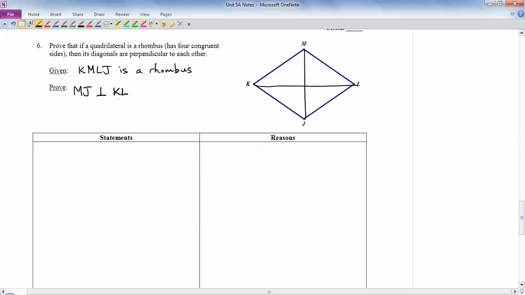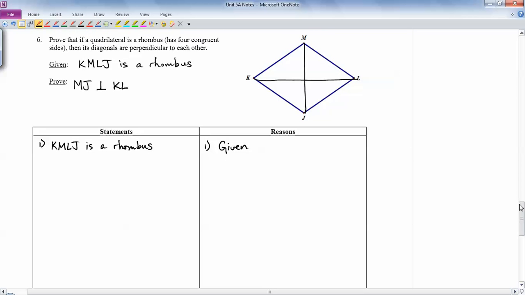So, first step is KMLJ is a rhombus. So that's given. And then the only thing you know about rhombuses so far is that they have 4 congruent sides. So this equals this, equals this, equals that. So I'm going to write for step 2, KM is the same as ML is the same as LJ is the same as JK. And that's the definition of a rhombus.